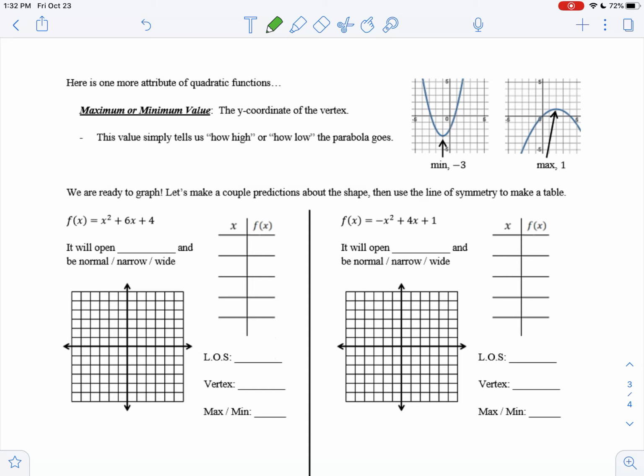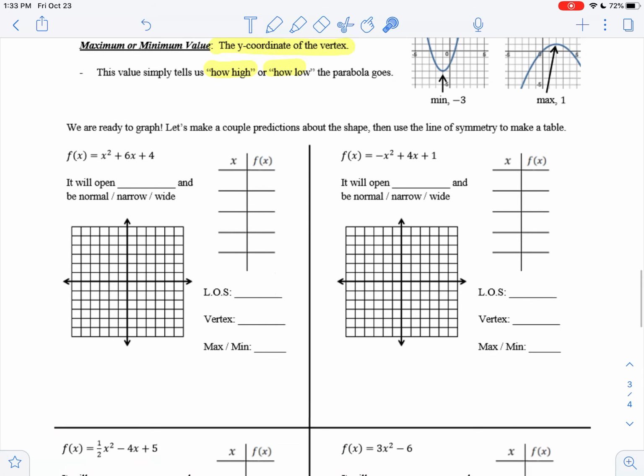Right, there's one more thing that we want to know about quadratic functions, one more attribute that we're going to study, and that is the min or the maximum value. And the maximum or minimum value is the y-coordinate of the vertex. And this value simply tells us how high or how low the parabola goes. So in our first problem, we can see that the minimum is at -3, and that the maximum for this other one is at a high of 1. Now with all that together, we can do some practice graphing.